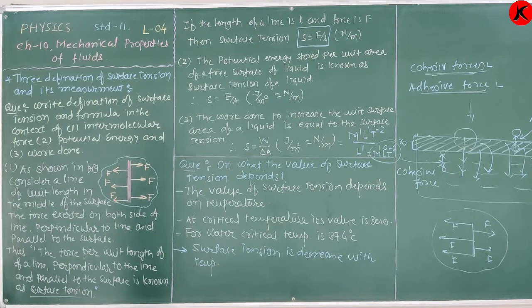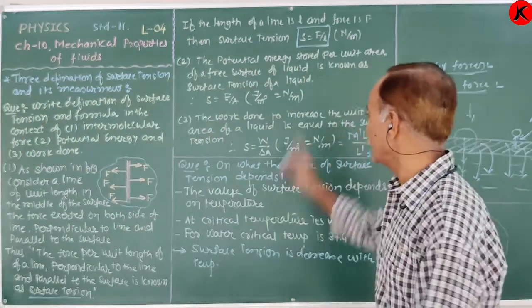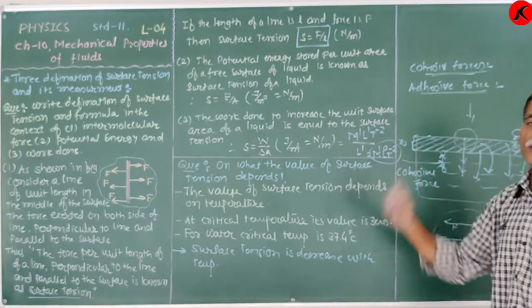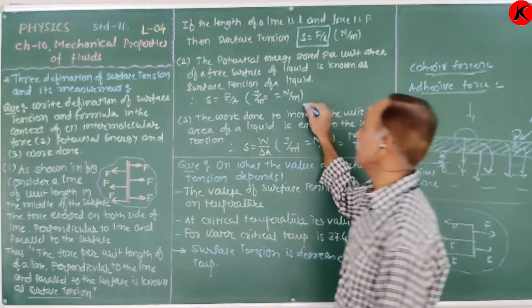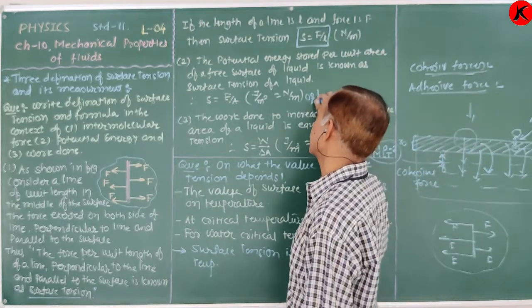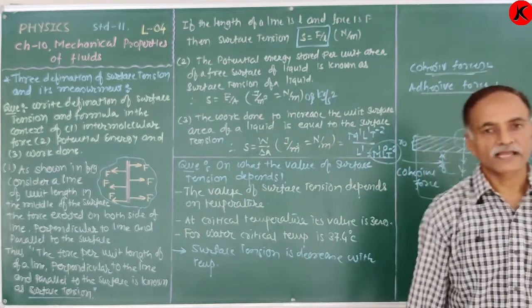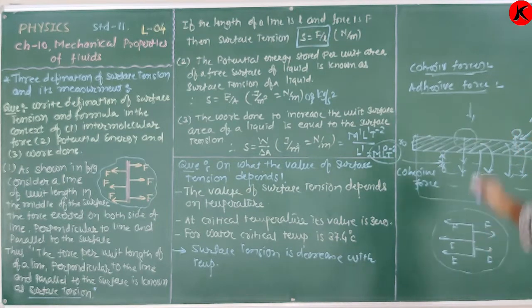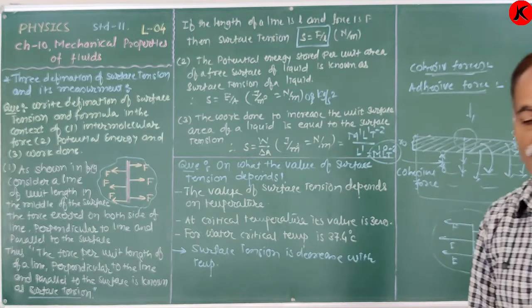Clear this? We have covered the three definitions of surface tension and also the SI unit and dimensional formula. The dimensional formula is M1 L0 T minus 2, and from this equation, another SI unit of surface tension is kg per second square. Clear? Okay. This figure is only for your understanding of what the surface is.